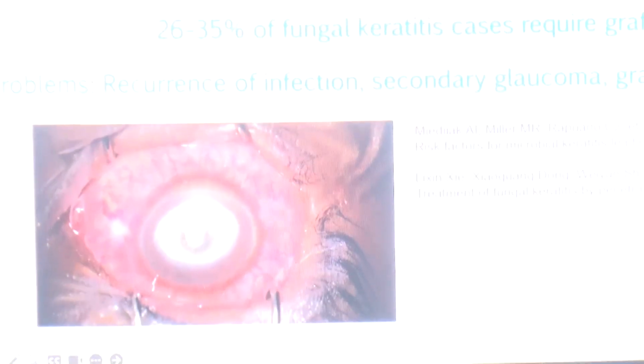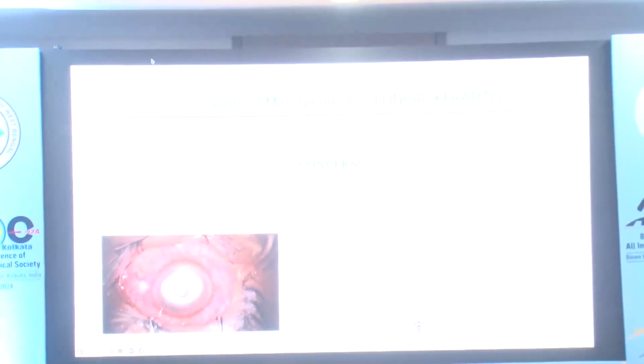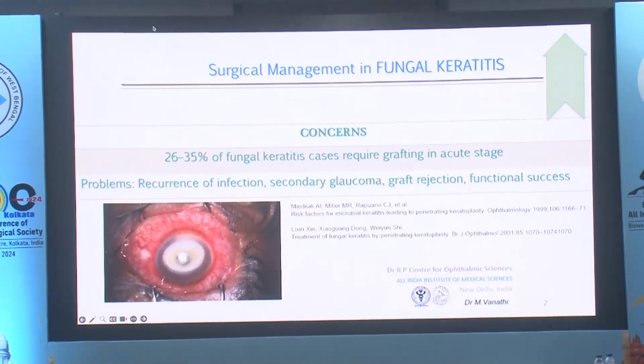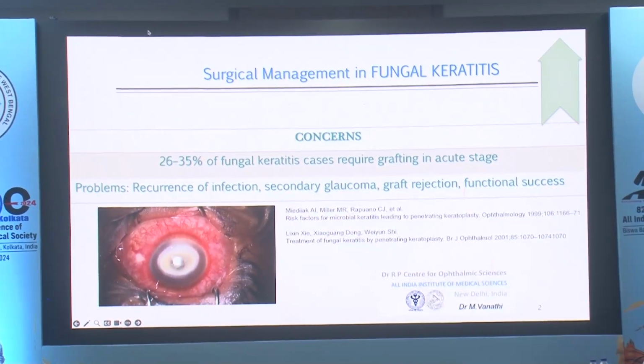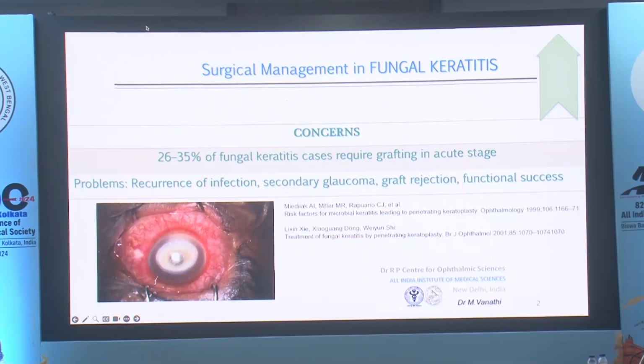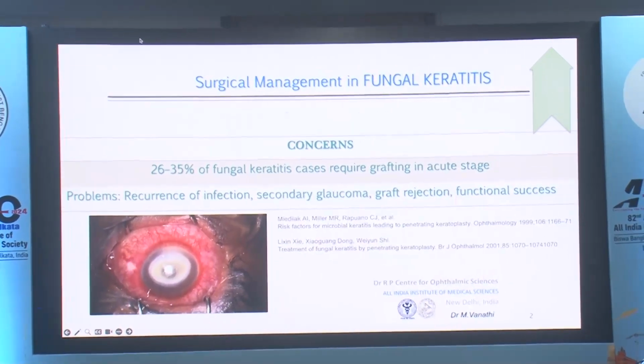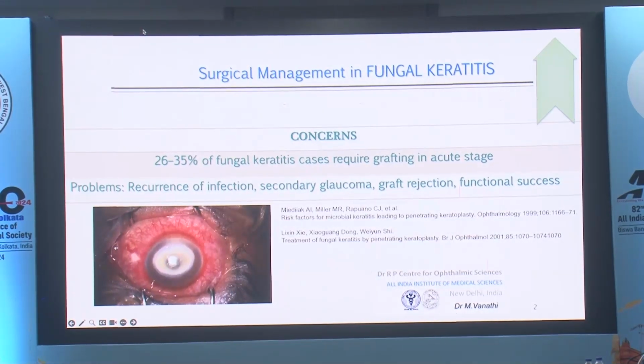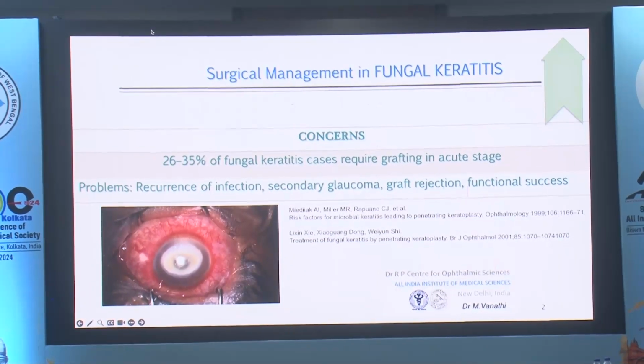So when you look at fungal, at least 26 to 35% of fungal keratitis will require grafting in the acute stages. And the problems with fungal are recurrence of infection, secondary glaucoma, graft rejections, and the functional success following a therapeutic keratoplasty. So these remain a pertinent aspect when we are doing therapeutic keratoplasty for our patients. And in India, largely, we do have a predominance of fungal keratitis in our patients here.